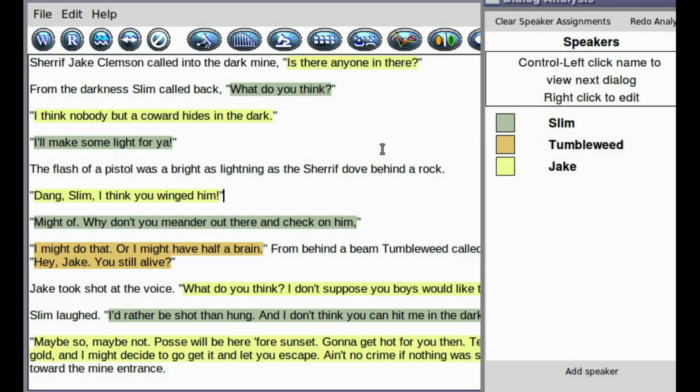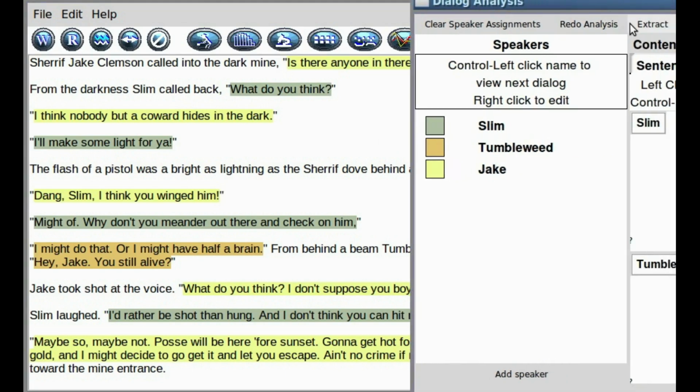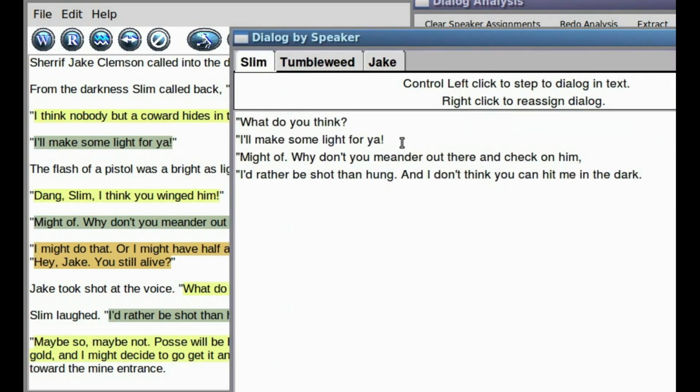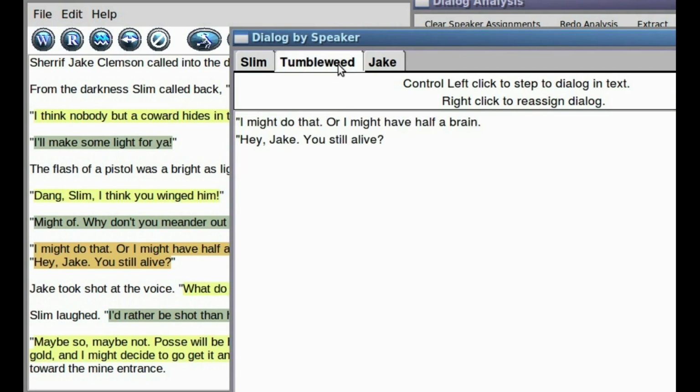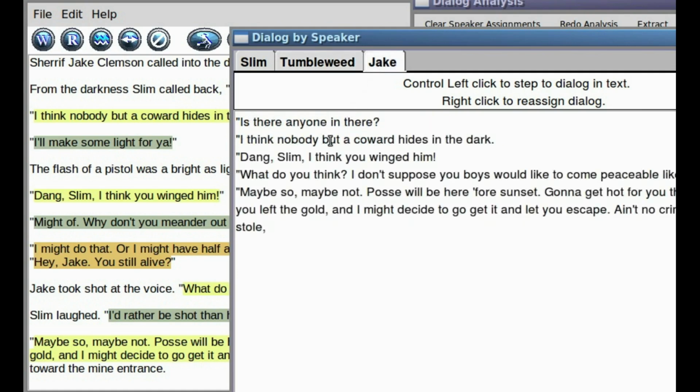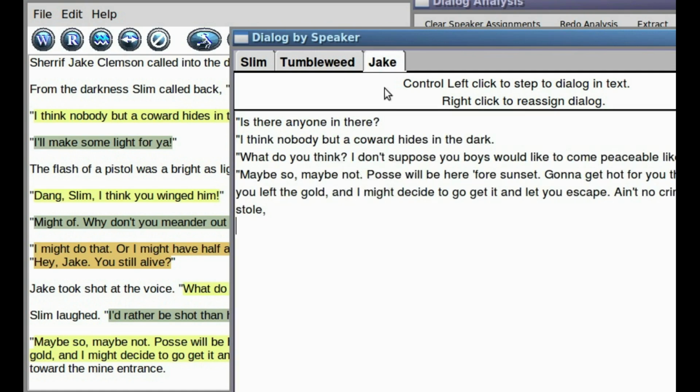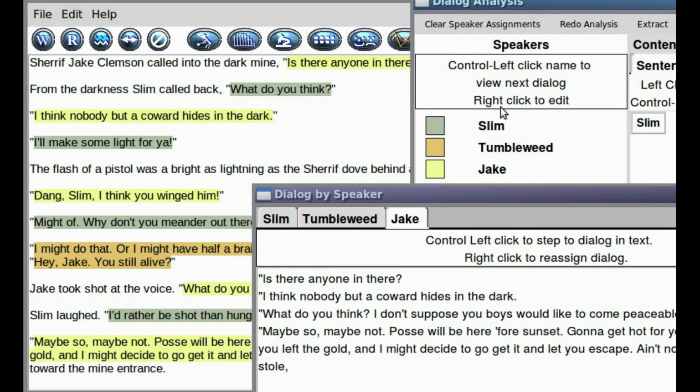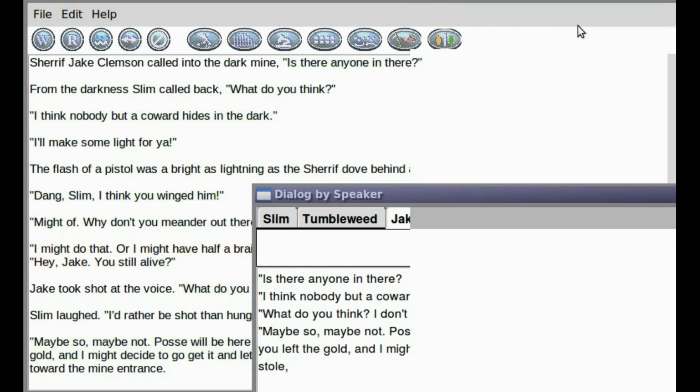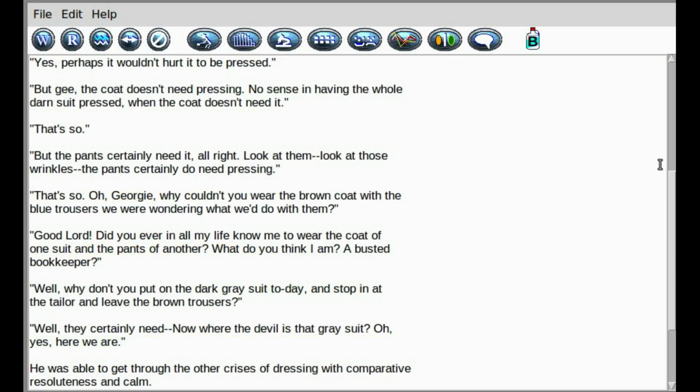But you'll notice that Tumbleweed's first line is still not right. If we use the extract, it'll pull out all of the dialogue for each character and put them in a separate column. So we can just go through, we can take a look and say, here is Slim's dialogue, here is Tumbleweed's. We take a look at Jake's dialogue, we find the line that starts with dang Slim. With a right click, we can reassign that line to Tumbleweed. Now the dialogue is all correctly assigned. We'll redo the analysis, and now we could go through and actually look at our dialogue and see what we want to change and fix. Fixing the dialogue is left as an exercise for the writer.